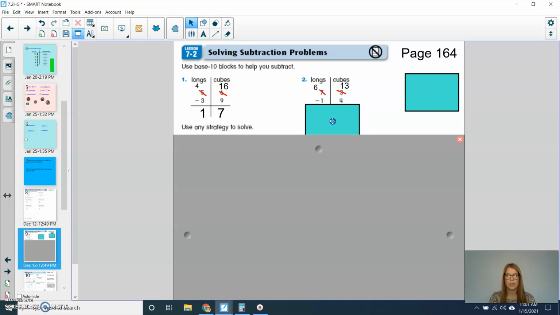For the second one, I had 73 minus 14, and I can't subtract 3 minus 4 because the number on the floor is bigger. So I need to go next door. I'm going to change my 7 to a 6. My 3, since I'm adding a long to it, is now a 13. Now I can think 13 minus 4, which I know is 9, and then 6 minus 1 is 5. So I should have had 59.